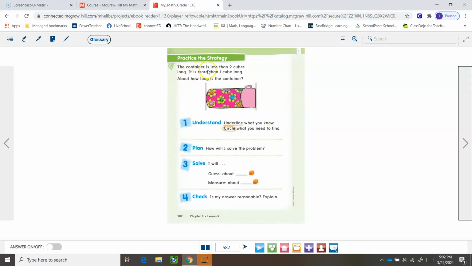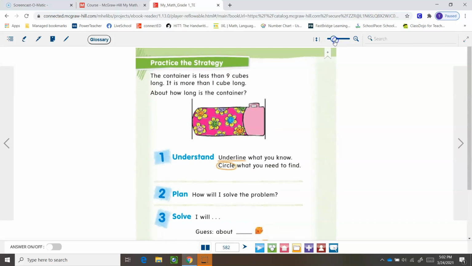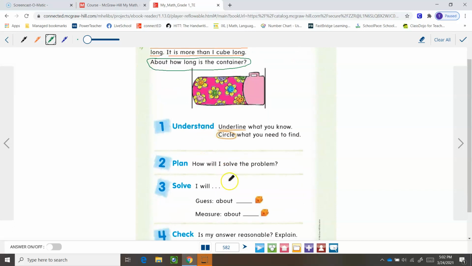So again, the container is less than 9 cubes long. To do this, I want to underline what I know. So I know that the container is less than 9 cubes long. And I know that it is more than 1 cube long. So it has to be somewhere in between there. What I don't know is how long the container is. So my first thing is I want to guess. I could guess about how many cubes long it is. And I would put that in here.